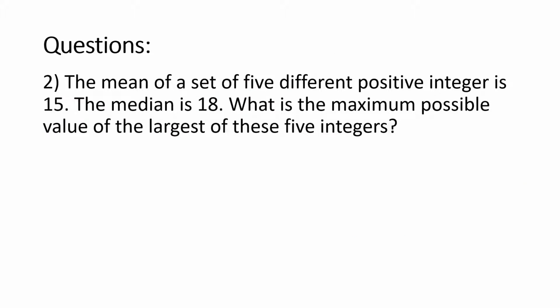Question number 2. The mean of a set of 5 different positive integers is 15. The median is 18. What is the maximum possible value of the largest of these 5 integers? Okay, in this problem, we have 1, 2, 3, 4, 5. The 3rd has to be 18 because 18 is the median of the 5 numbers. And we know the total of the 5 because we know the mean, which is 75.